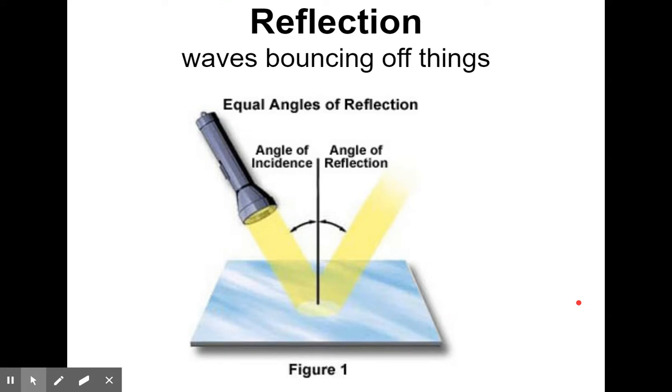So reflection is what we call waves bouncing off of things. So here we have a flashlight bouncing light off of a mirror. It just so happens that the angle that a wave comes in is equal to the angle at which the wave goes out. So that's sort of interesting, and you can predict lots of things about that.